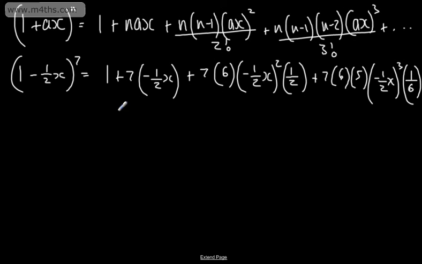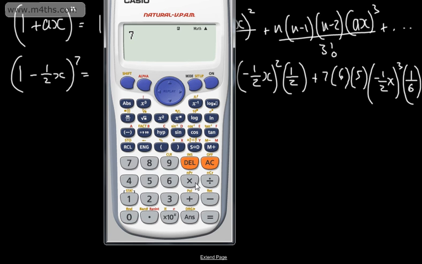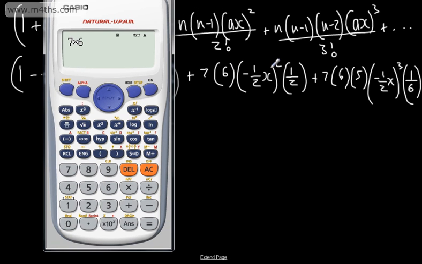So let's write this out. So we're going to have 1 minus 7 over 2x. Okay, what I'm going to do on this one is just type it into the calculator. 7 times 6 times negative 1/2 squared.